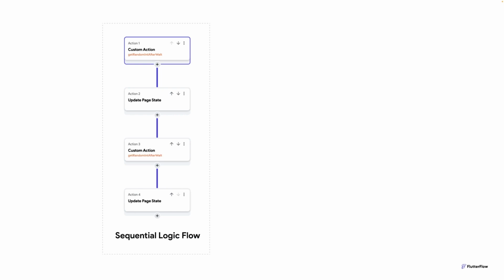Another logic flow is sequential. Sequential logic flow means that actions are executed one after other. Each action waits for the previous one to complete before starting. This approach is useful for tasks that depend on the outcome of the previous actions. For example, consider submitting a form, waiting for a server response, and then showing a confirmation message. Each step follows the previous one in sequence.